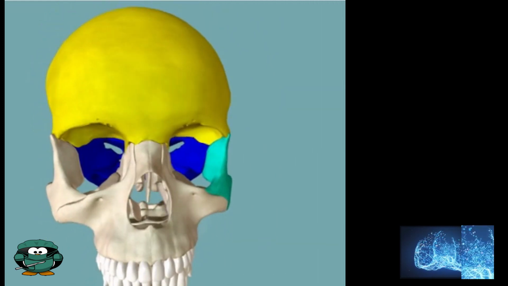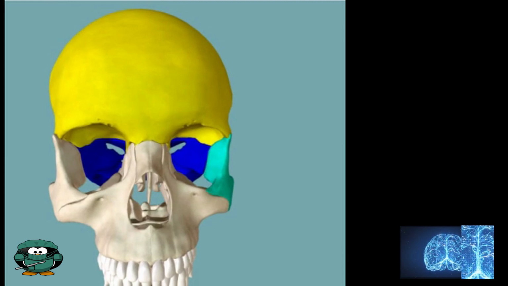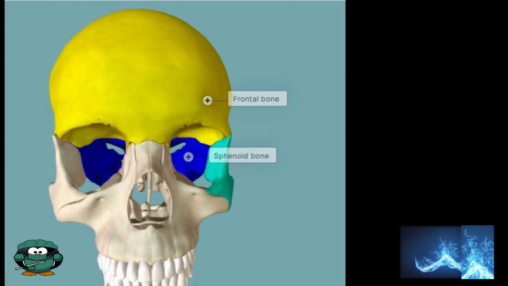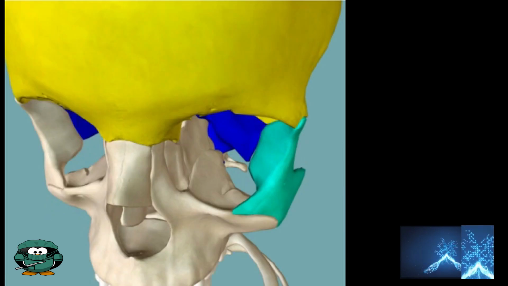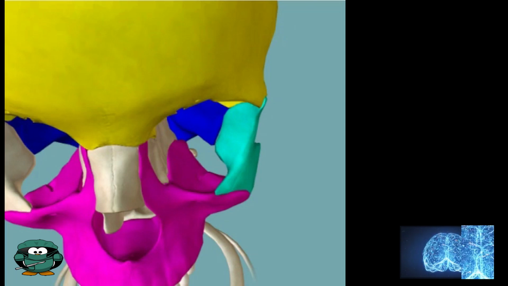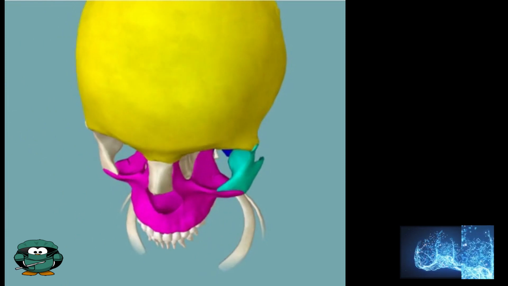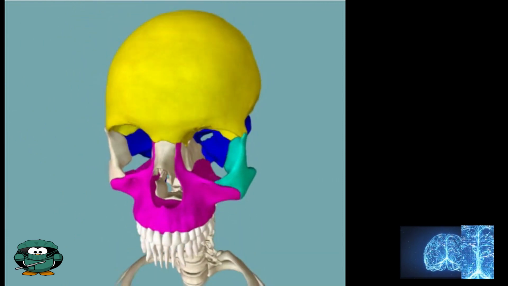So far, the bones forming the entire orbit are the frontal bone, the sphenoid bone, and the zygomatic bone. This is the floor. The floor is formed by the orbital surface of the maxilla, and the part of the zygomatic bone here, as you can see, is also forming the floor of the orbit: the orbital part of the maxilla and the lower part of the zygomatic bone.